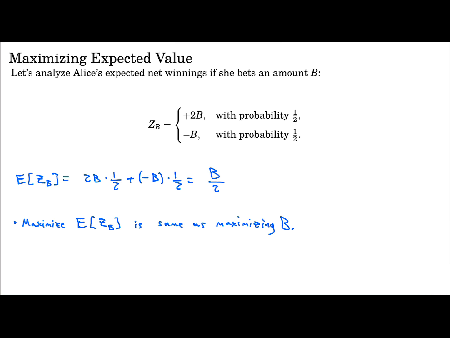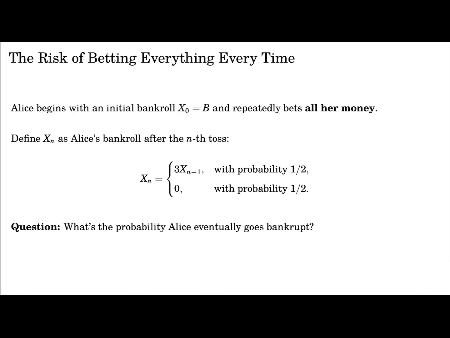But now think about this. Does this look like a good long-term strategy? The problem is that large bets also create large risk, and that's something that is not captured when we just look at the expected value. Suppose Alice begins with some initial bankroll, some initial money, x0 equal to B. This is all the money that Alice has, maybe $10,000, $100,000, I don't know. This is all the money that she has.